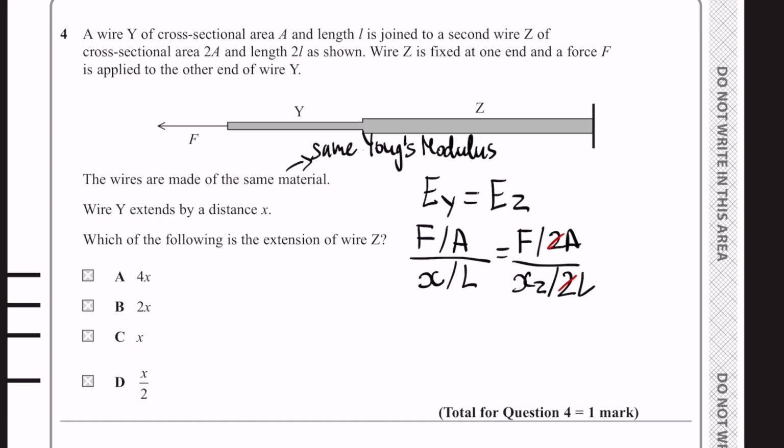Mathematically, if we're really interested, that's going to cancel, that's going to cancel, that's going to cancel, that's going to cancel, that's going to cancel. Then if we were to flip the fraction, we're going to get that xz has to be equal to x. Well, this here corresponds to the correct answer, being C.